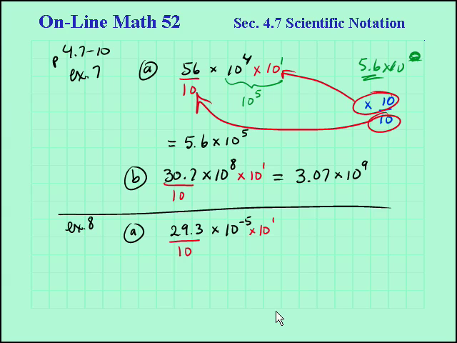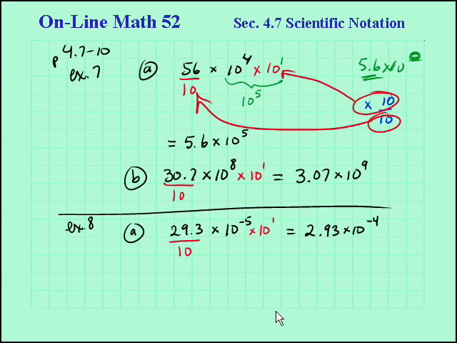The dividing by 10 does what we want, which gets us to 2.93, and times 10 to the, well, we've got to be a little bit more careful here. It works the same way, but we add the exponents. But negative 5 plus 1, think about it, picture on the number line if you need to, negative 5 plus 1 is negative 4. So that exponent is negative 4, which is negative 5 plus 1. We add the exponents.